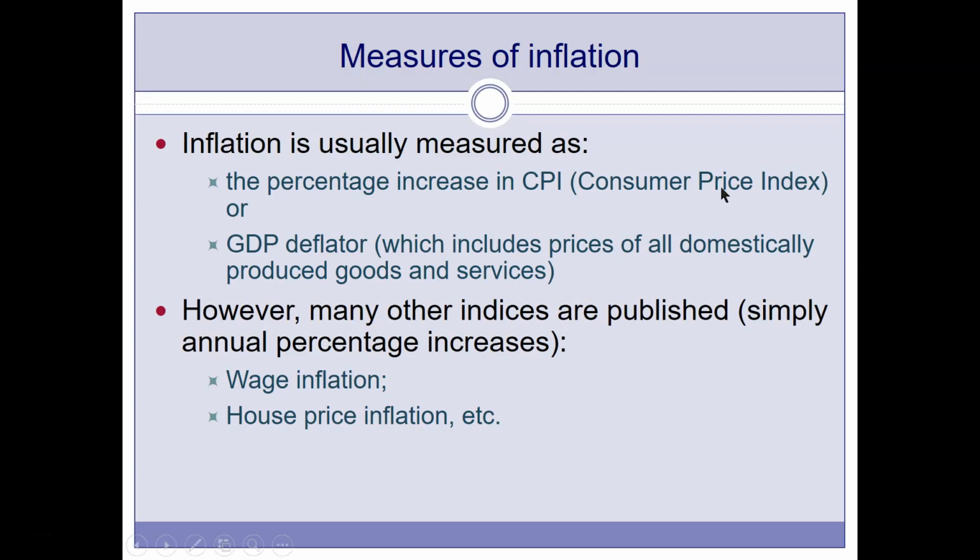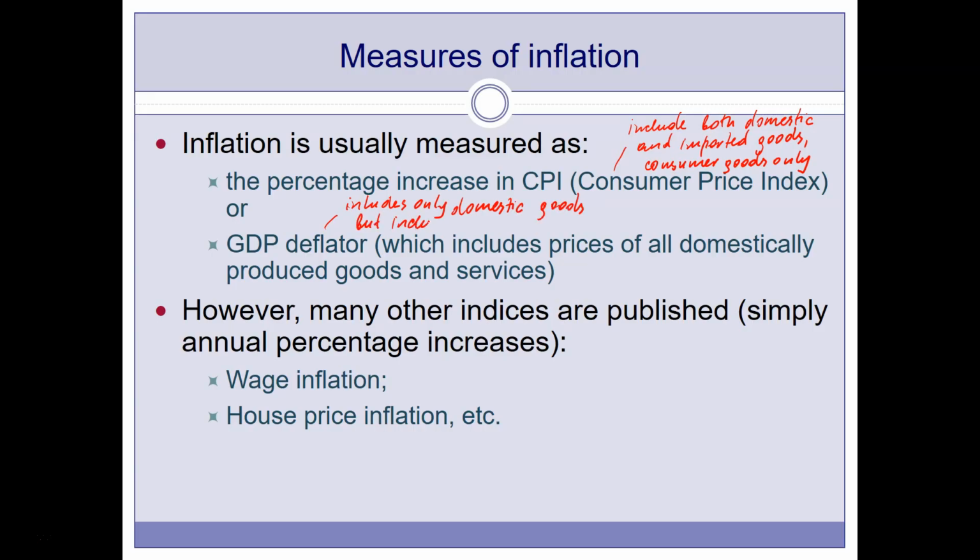So consumer price index, let me even write it down. CPI, Consumer Price Index, will include both domestically produced goods and imported goods, but it will include consumer goods only, while GDP deflator will only include domestic goods, but includes investment goods as well. That's the difference between these two measures of inflation. These are the two most commonly used measures.